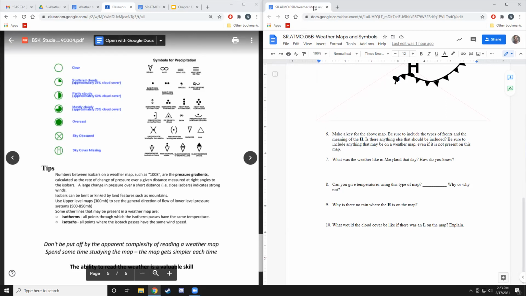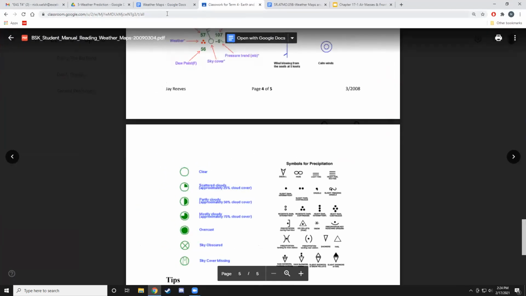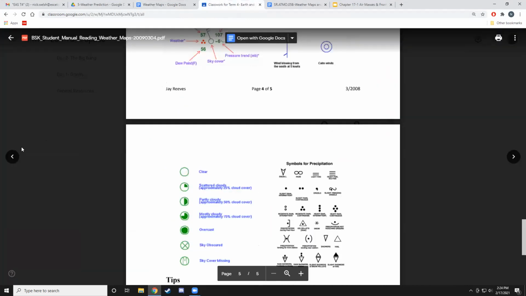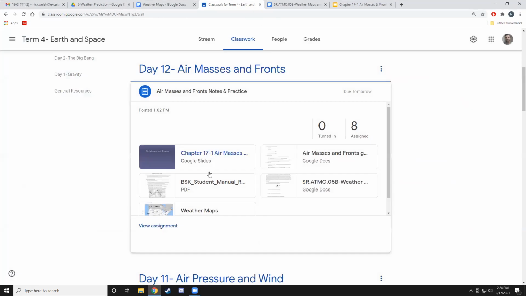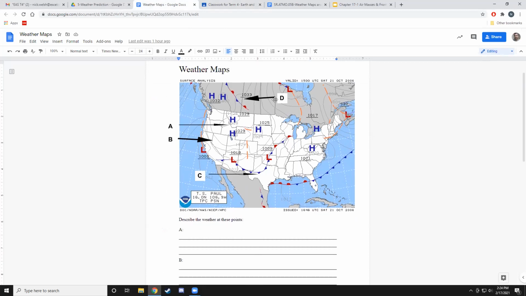All right. So that was the practice that we did together. Okay. All that you have left for class today, if you go back into the classroom, you just click on this last one, weather maps. This one, the pictures do work. Okay. So as we can see here, we've got a weather map, and all you're going to do is use all that information. You're going to combine this and put this into practice.